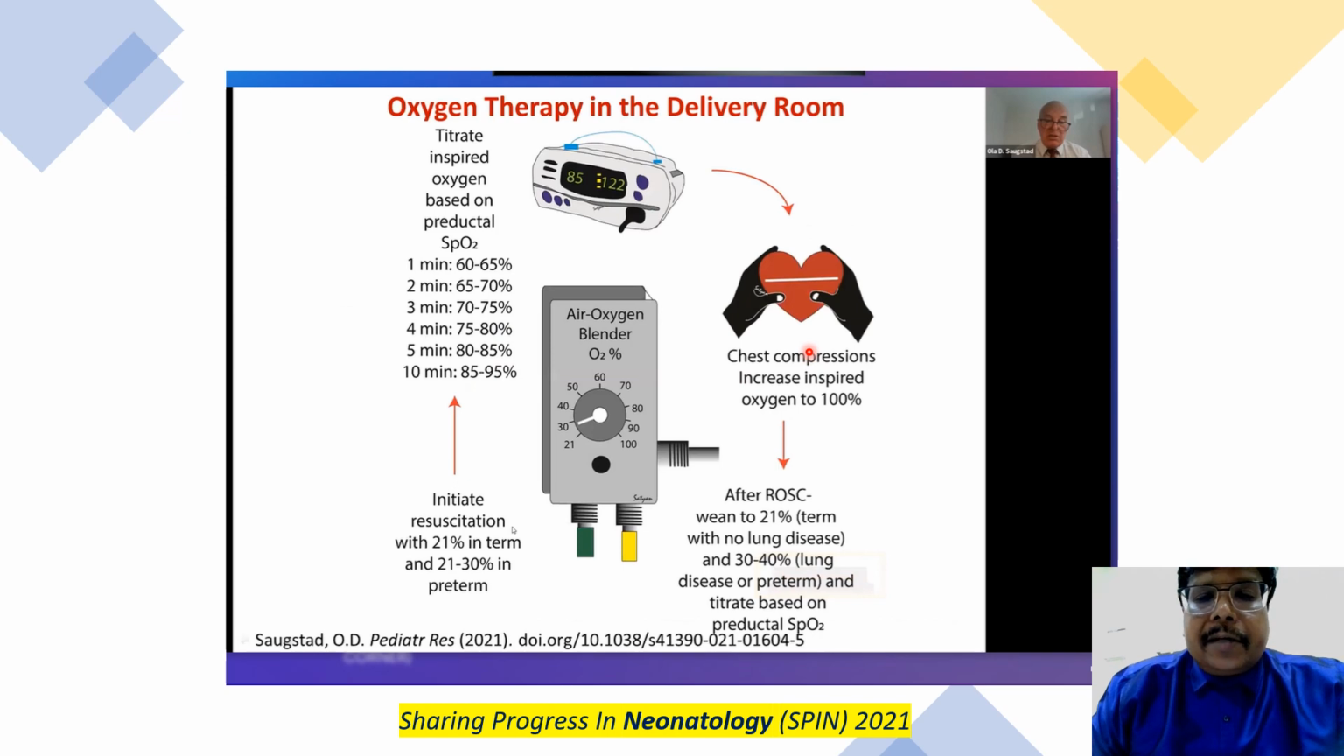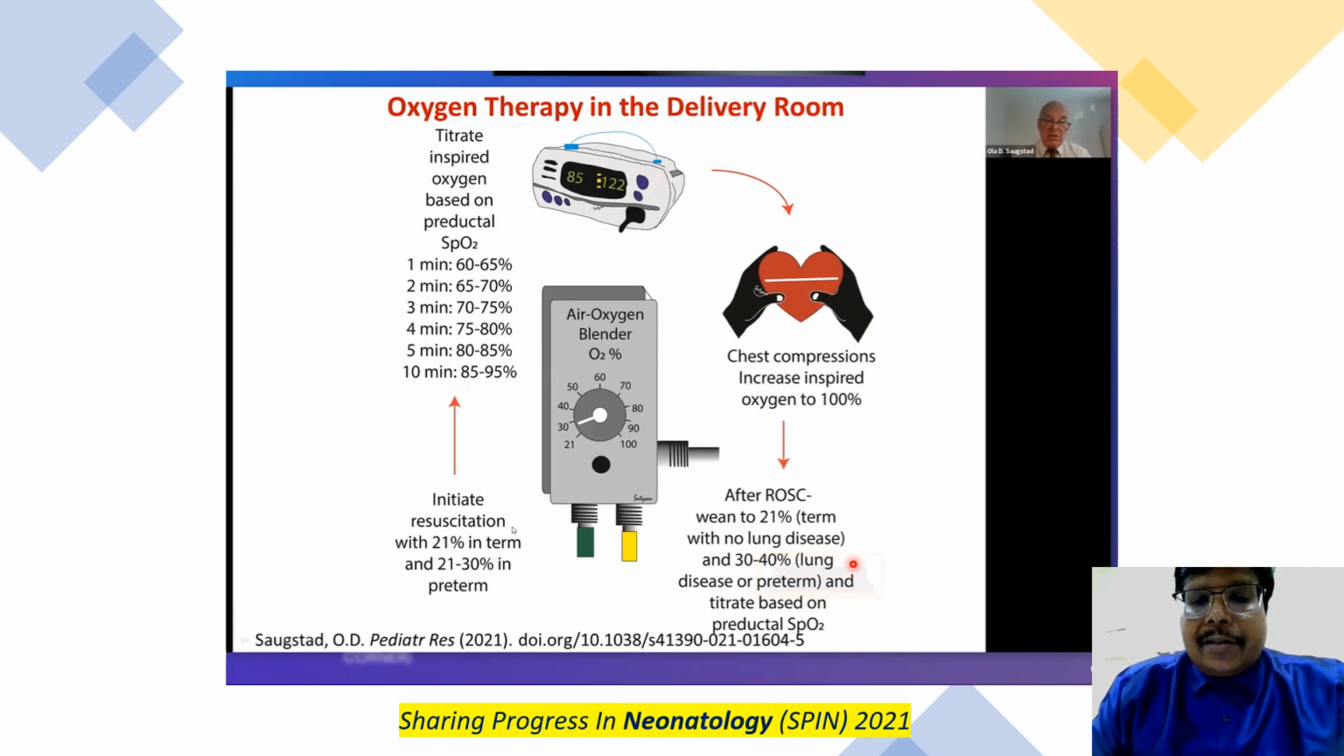Less than 100, 60 is the cutoff: 60 to 100 not rising. Chest compressions, and whenever you start chest compression, it is prudent to increase the inspired oxygen to 100%. And then after restoration of spontaneous circulation, go back to 21% in a term baby with no lung disease, and 30 to 40% with lung disease or preterm. Preterm babies don't mean 30% oxygen in total, right? As the studies came, titrate based on the preductal SpO2.